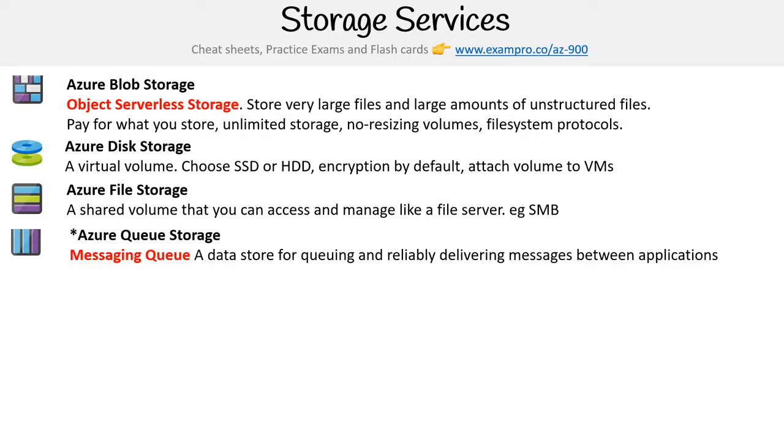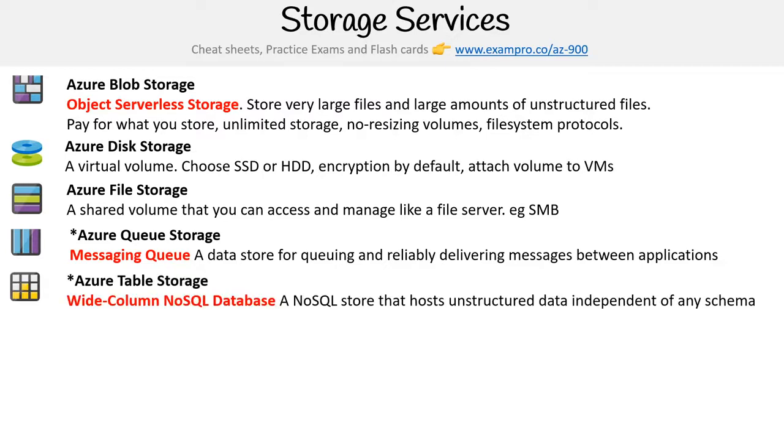Then you have Azure Queue Storage. Now I put an asterisk in front of it because this is just a weirdly named service because this is really for a messaging queue. This is actually for application integration, but I list it here because they put the word storage on it. So I just think it's poorly named. And even the way they describe it just makes you think it's storage, but it's a data store for queuing and reliably delivering messages between applications. So it's just integrating two applications together, passing messages along.